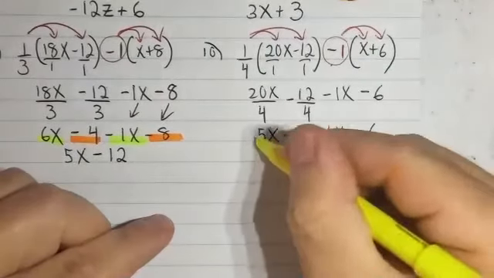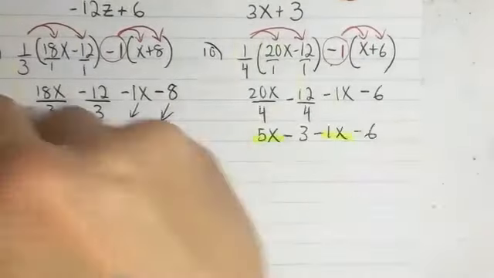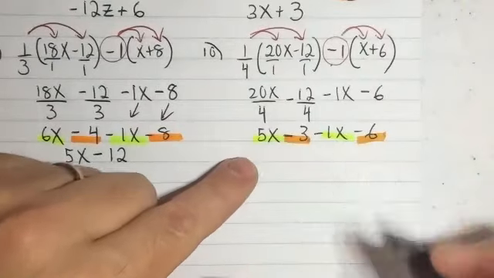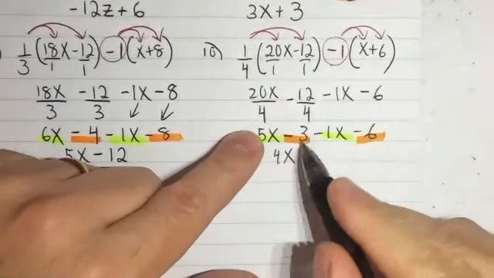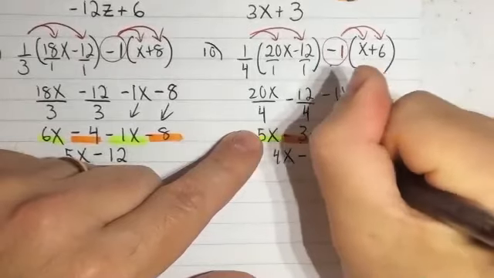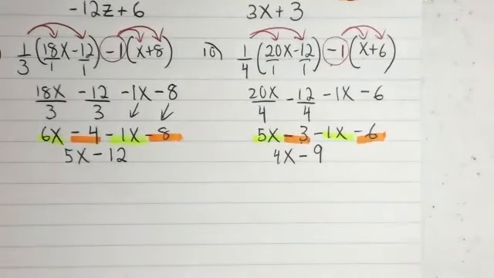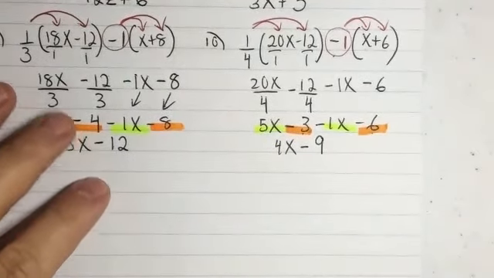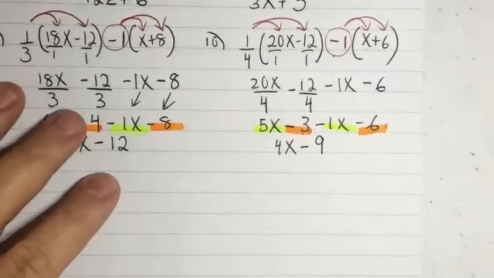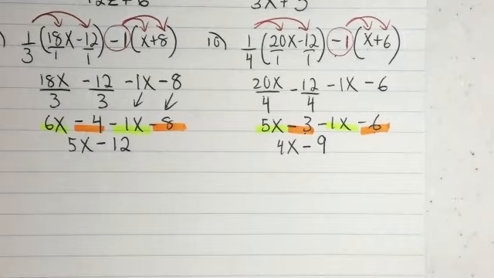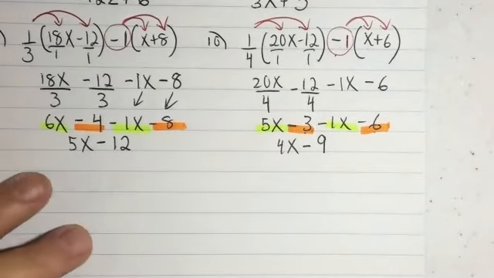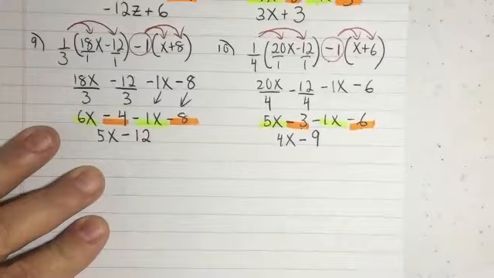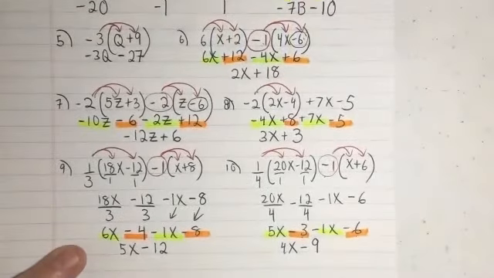And again, at this point, combine your like terms. 5x minus 1x gives me 4x. -3 minus 6 will give me a -9. And we are done with that. So that's 10 examples. I think the whole lesson is 20 problems. So you should have an example for each type of problem that you are going to see on 2.1.